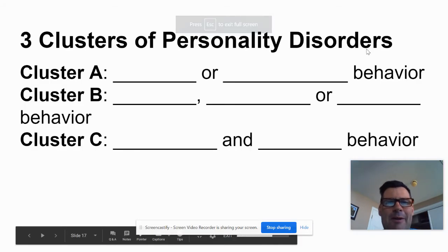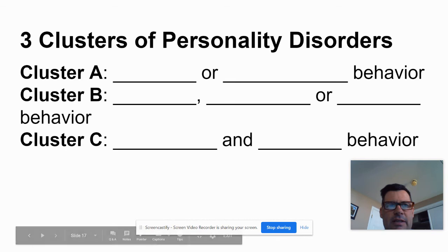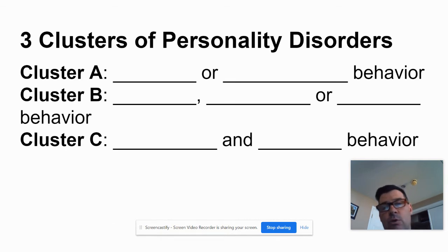Hi, we're moving on to the different clusters of personality disorders. There are three clusters of personality disorders, and they are called cluster A, cluster B, and cluster C. Pretty simple to remember. There are three or four personality disorders within each cluster, and each cluster, of course, has a certain set of behaviors that are the root cause of the personality disorder. However, within the cluster, there are some aspects of them that are a little bit different.